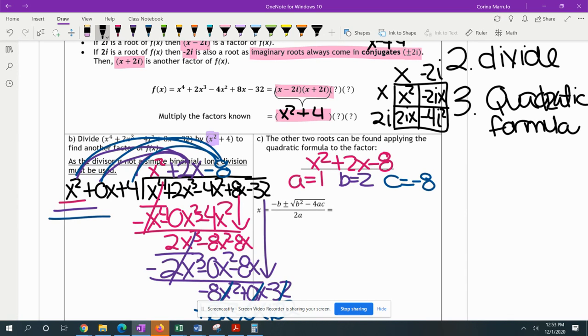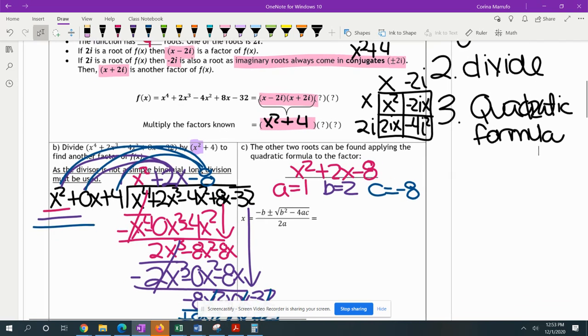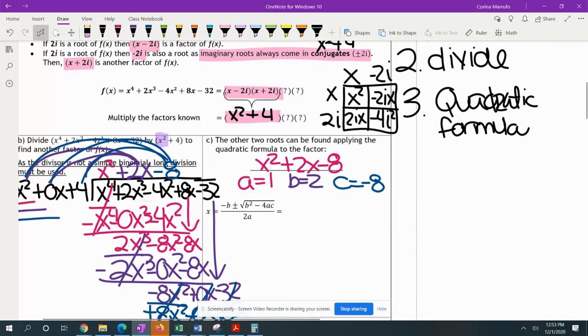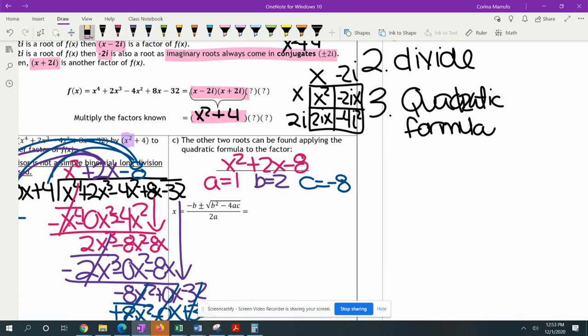Okay, so this is 3 steps, okay? I don't want you guys to get super worked up on all the work. It is a lot of work, but it is only 3 steps that you have to follow. You multiply, you do your long division, and then you go into the quadratic formula. Okay, so x equals negative b. So if b is already negative, hold on, let me fill in all these.